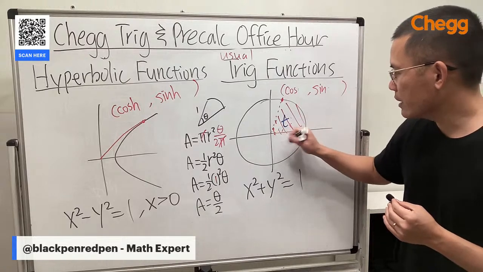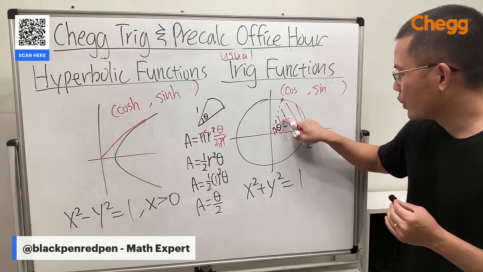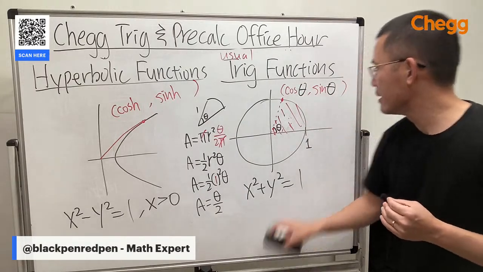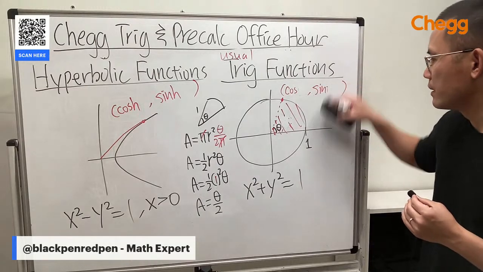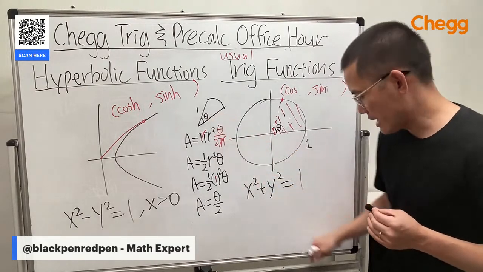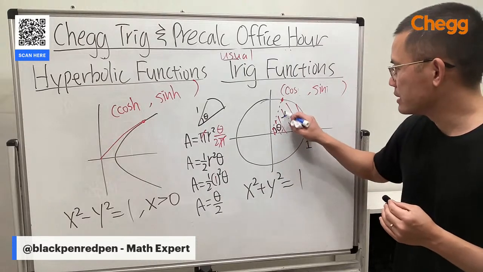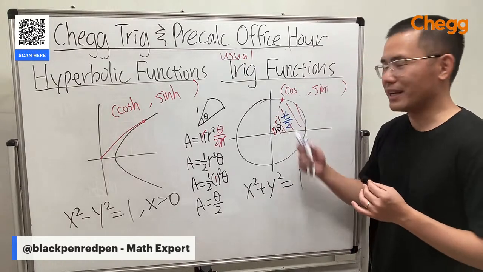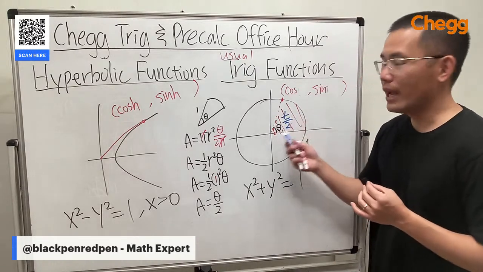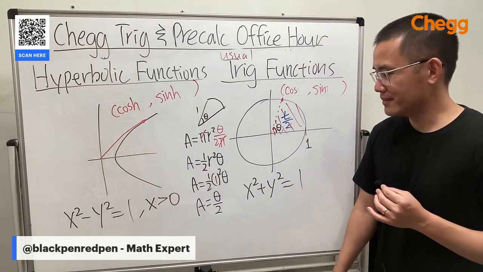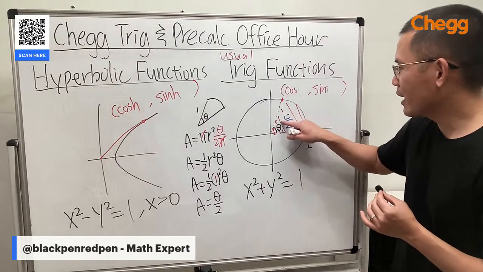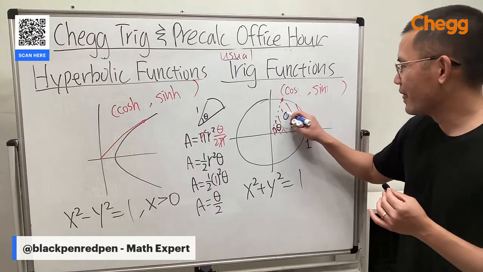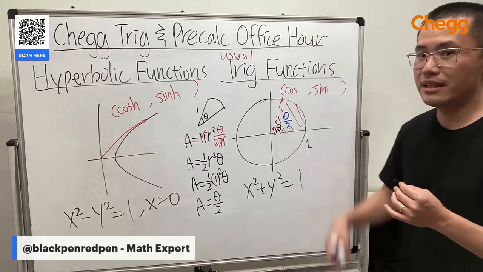Earlier, this part right here is the angle theta, which we usually put as theta, right? But I'm not going to do that. I'm going to erase this. I'll call the whole area here theta over 2. This area is theta over 2. The area is theta over 2.